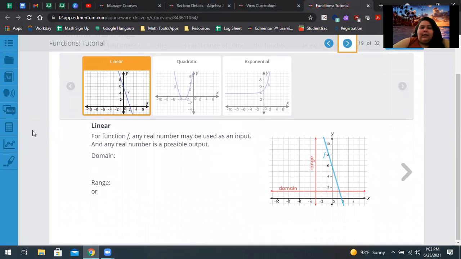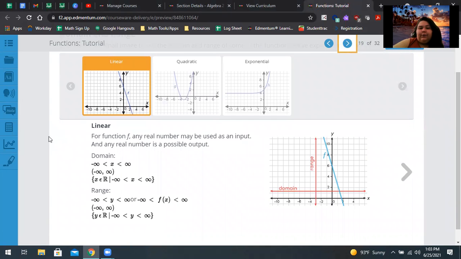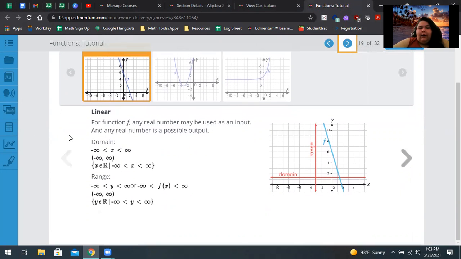So again, it's an overview of the domain and range. Here, they actually brought out the different notations, kind of like if we clicked on that blue link listed on slide 18, there was a different set of notations, and we already went over it. But this one is for a different function. So for a linear function, it says, for functions f, any real number may be used as an input, and any real number is a possible output.